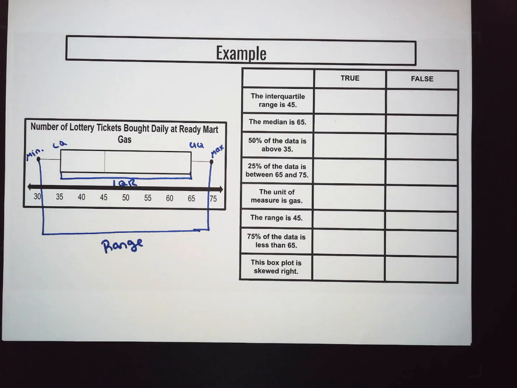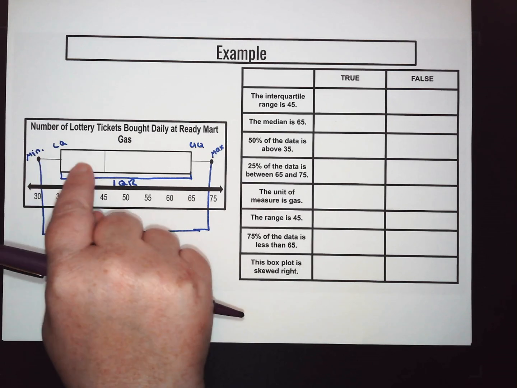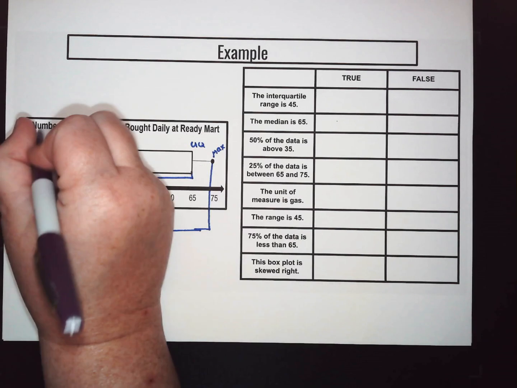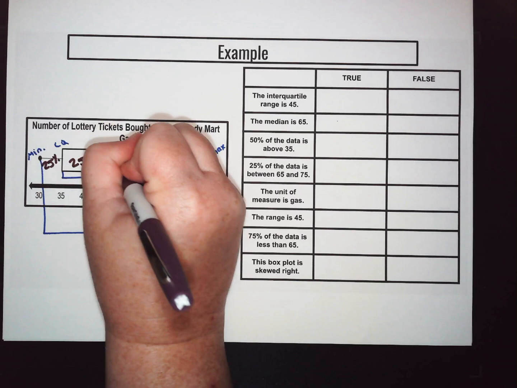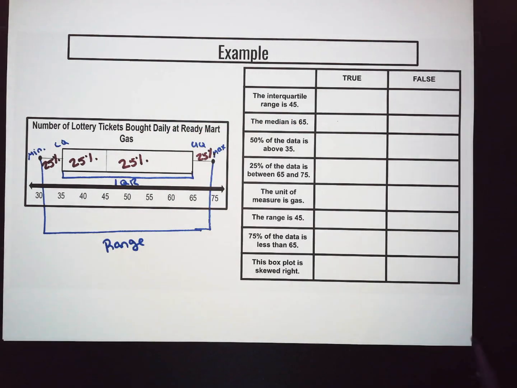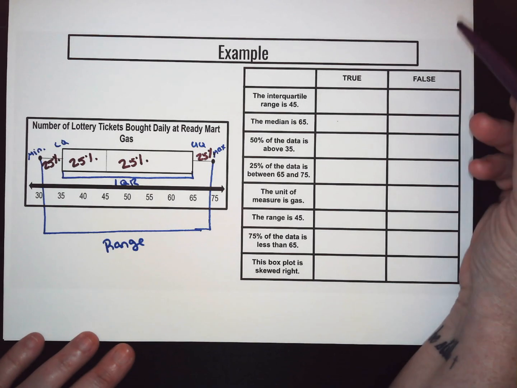Another thing that I want to talk about is percentages. So every section, you're going to see that this is broken into 1, 2, 3, 4 sections. Every section is 25% of the data. So now with that information, let's look over here.